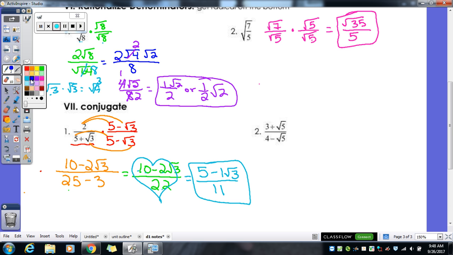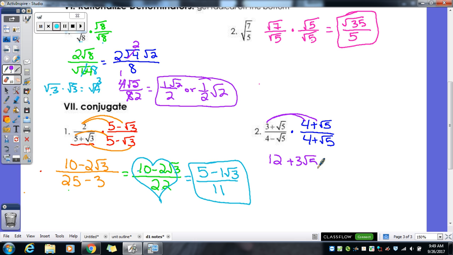Alright, last one in our notes here. What are we going to multiply times? Bottom, but what do we switch about the bottom? Make it a plus. So we're going to do 4 plus the square root of 5. Multiplying times the conjugate. So we got to multiply out in the front. So I'm going to do 3 times my 4. And then 3 times my square root of 5. So that gives me 12 plus 3 radical 5.